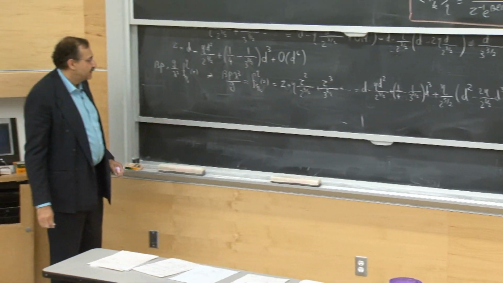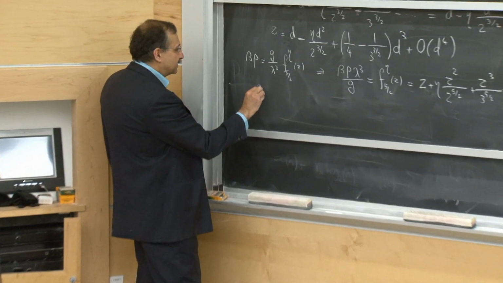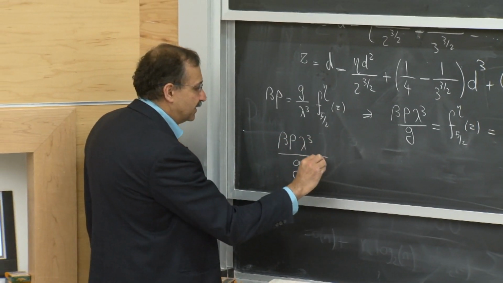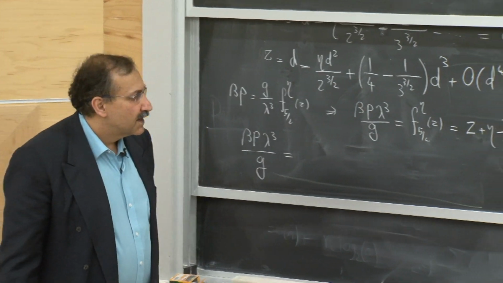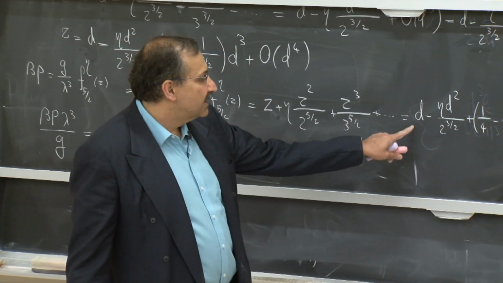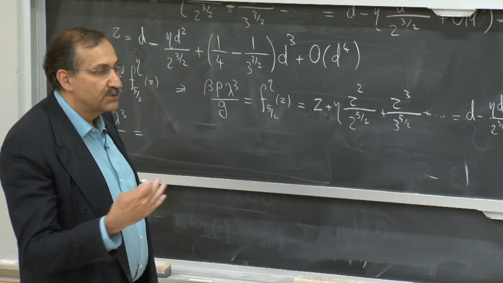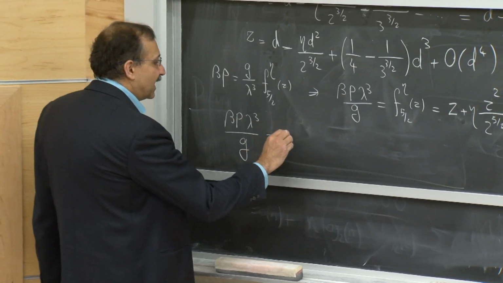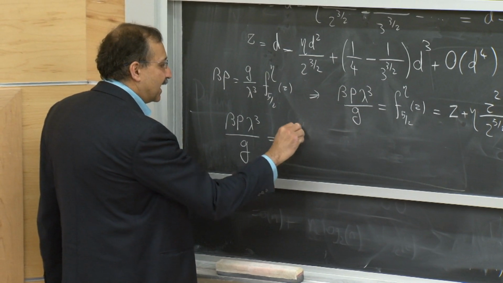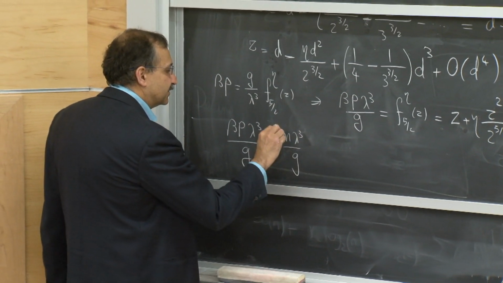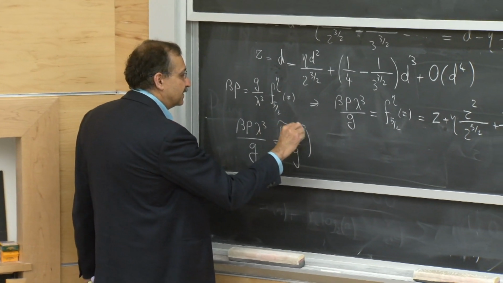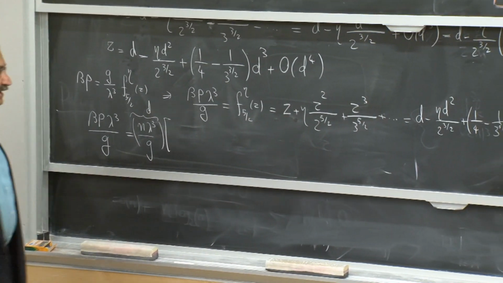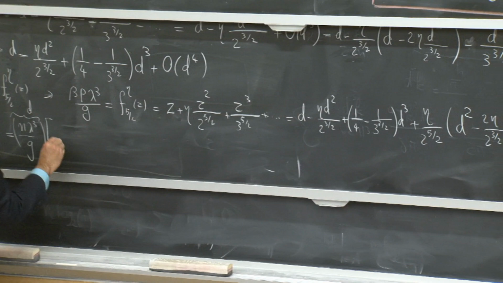OK? So what do I have? I have that beta p lambda cubed over g. Well, you can see that everything is going to be proportional to d squared, d cubed. So let's pull out a factor of d, which is n lambda cubed over g. So this is just one factor of d that I have pulled out. So that then I start with 1.